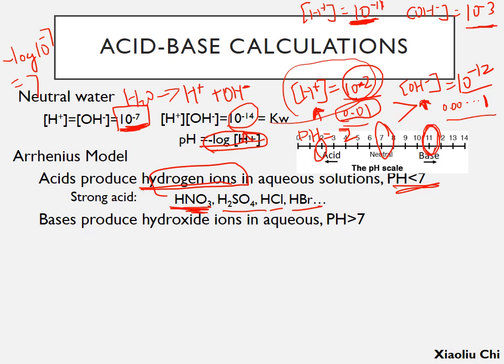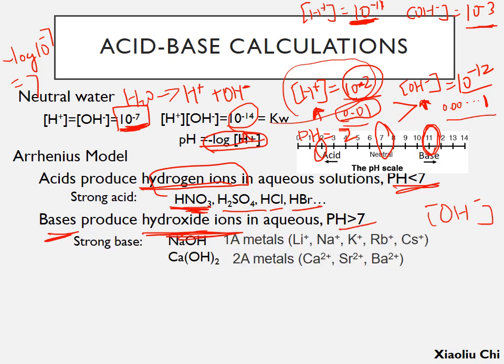Similarly, the base in the Arrhenius model is the one that produces hydroxide ion. So if a compound produces hydroxide ion, then the solution has more hydroxide ion, and then you have less hydrogen. The pH will be more than 7. That's the basic solution.